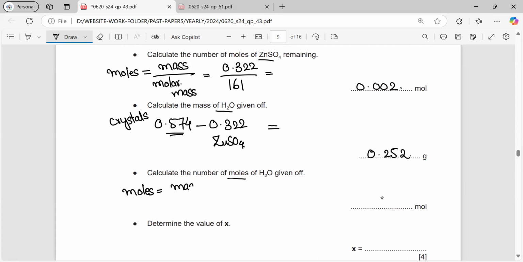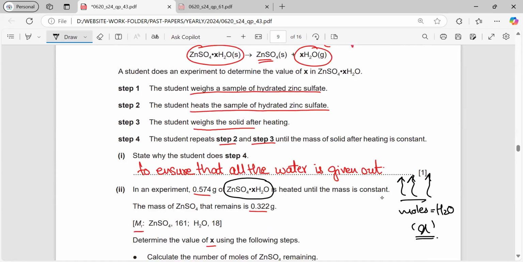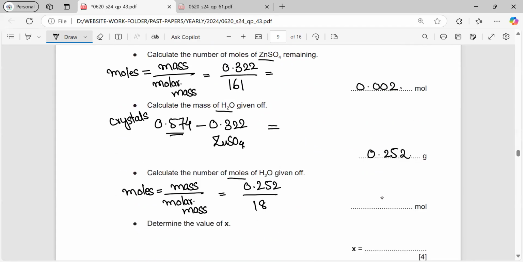Moles is equal to mass divided by molar mass. The mass of water is 0.252 and the molar mass of water is 18, given in the question here. So we'll divide it by 18 and we get the number of moles of water, 0.014.